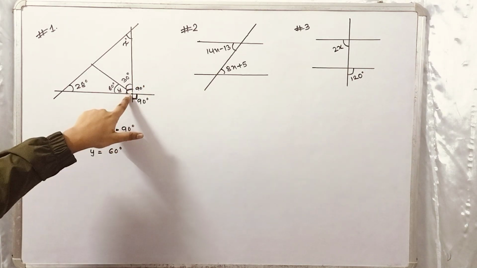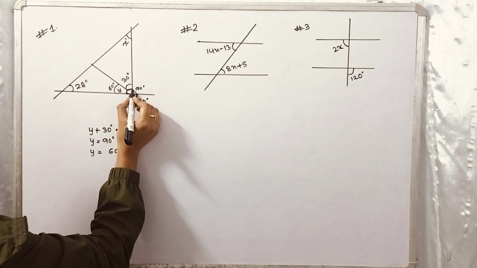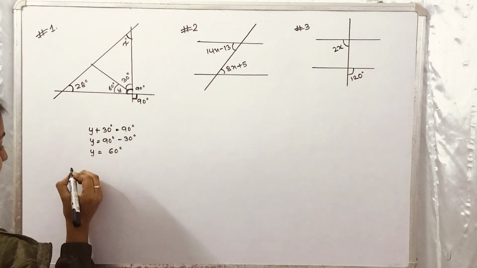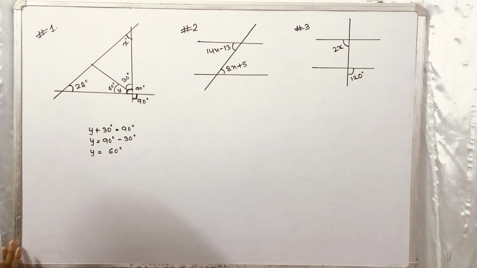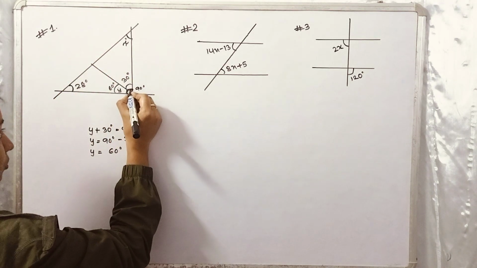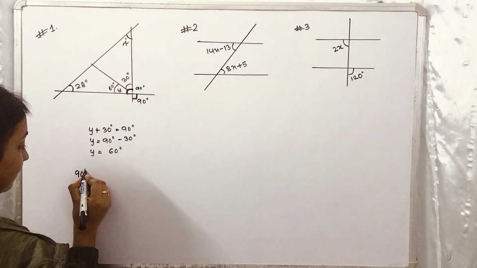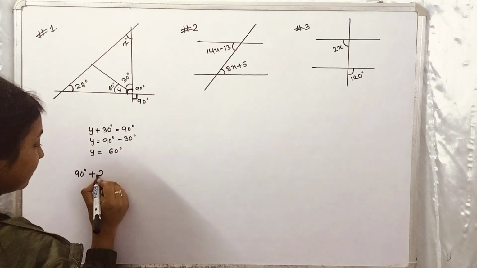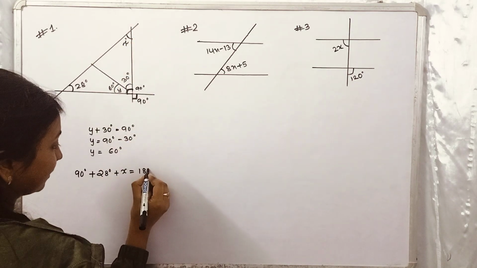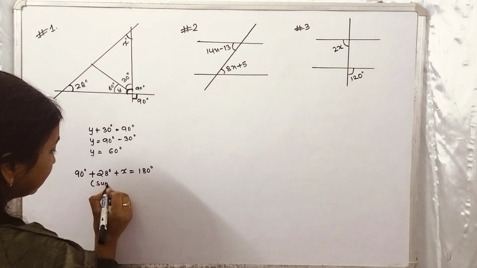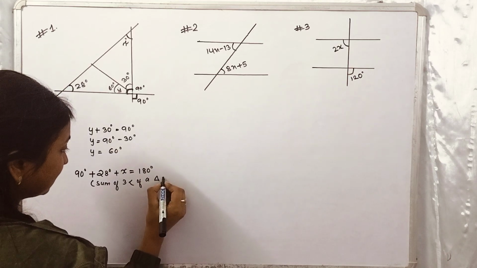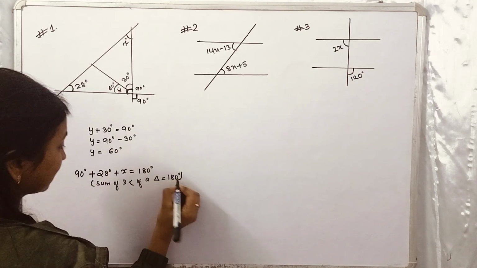Fine. So this angle is 90 degree, this angle is 28 and this angle is x, so what can we do? We know that the sum of the three angles of a triangle is 180 degree. So we got to know that this is 90. So 90 degree plus this 28 degree plus x, which is our variable, is equal to 180 degree. Fine. The reason is the sum of the three angles of a triangle is equal to 180 degree. This is our reason.